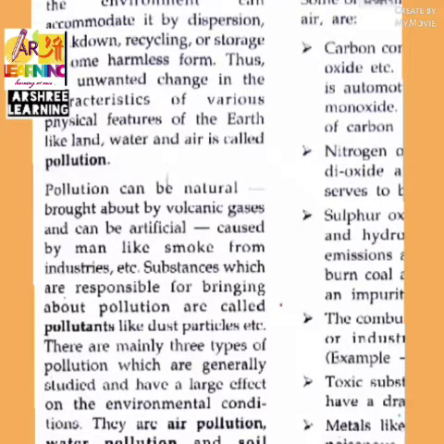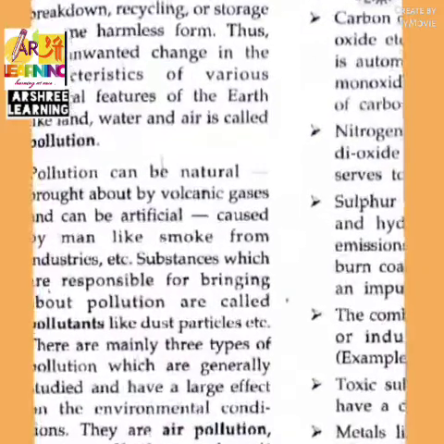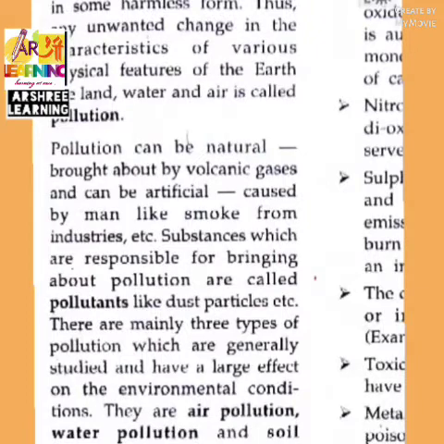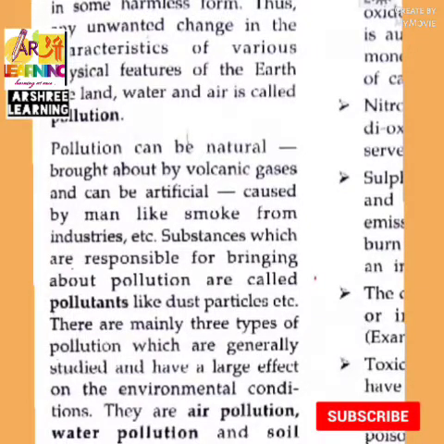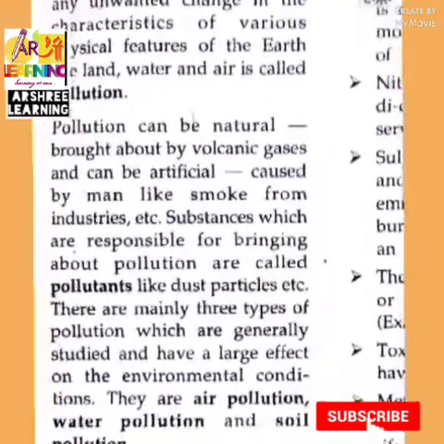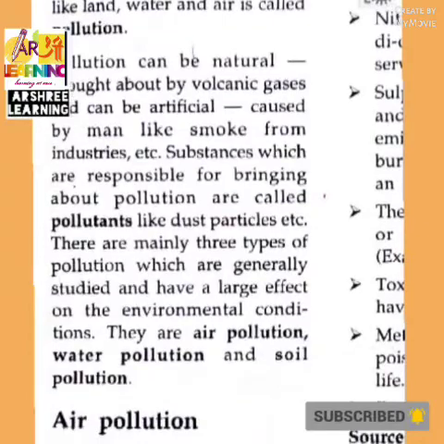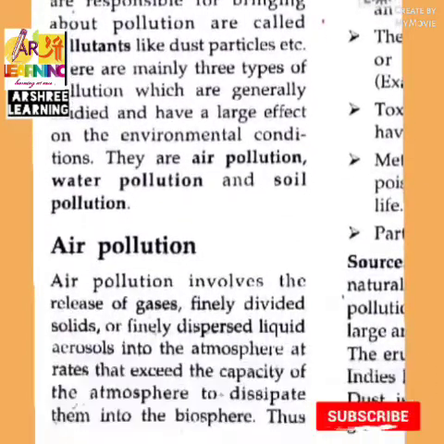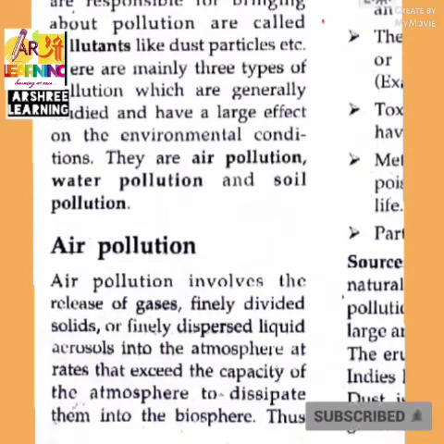The pollution may be natural or it may be caused by humans. How can pollution be natural? Natural pollution occurs when there is a storm, so a lot of dust is seen. When there is a volcanic eruption, a large amount of gases is given out. These gases cause pollution in the air. The substances which are responsible for bringing about pollution are called pollutants, like dust particles. There are three types of pollution: air, water and soil.